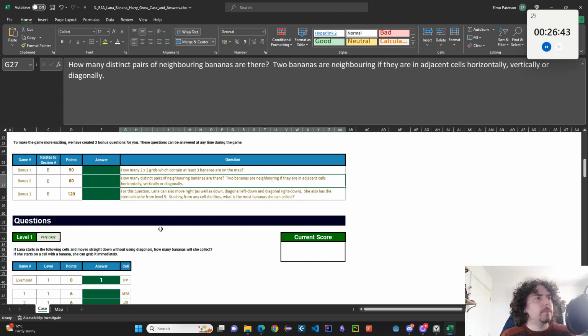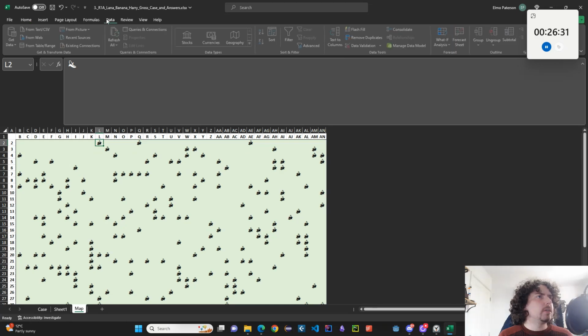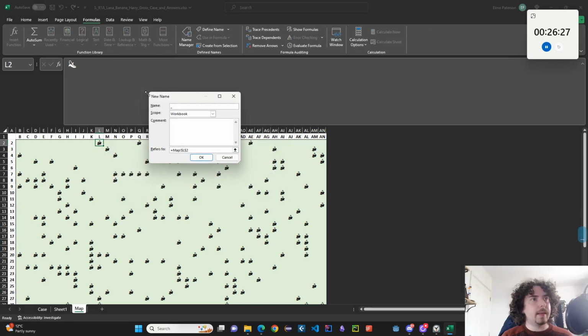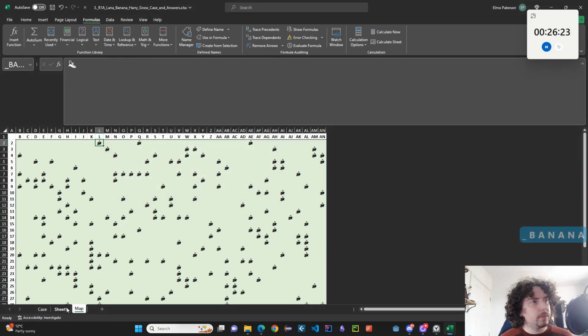Let's just leave that for now. Let's do these two though. How many 2x2 grids contain at least 3 bananas? Let's have a look at our map. Let's just get a banana named range. There we go.